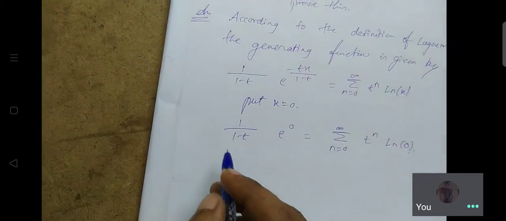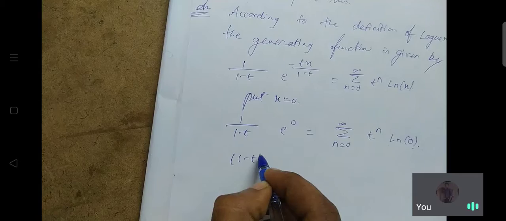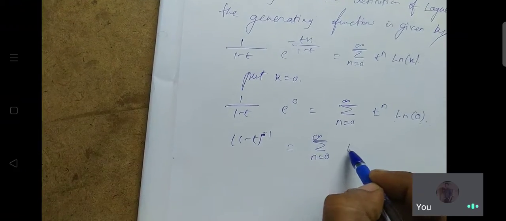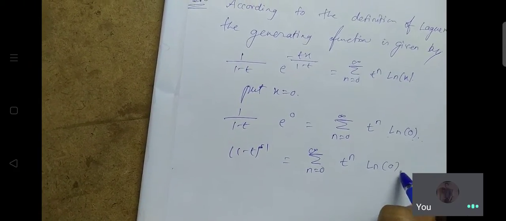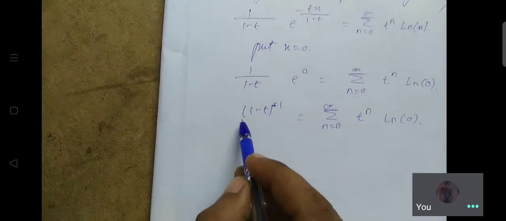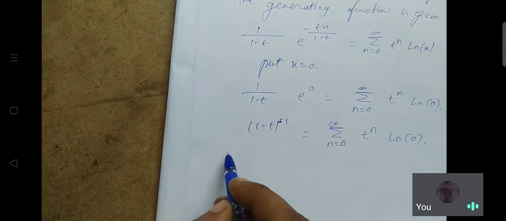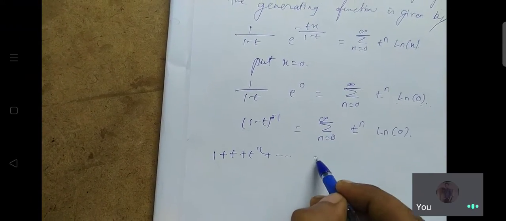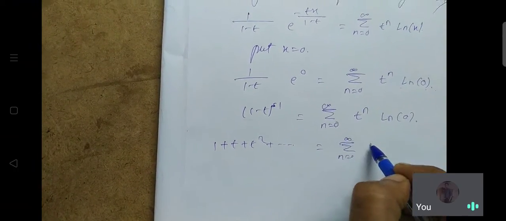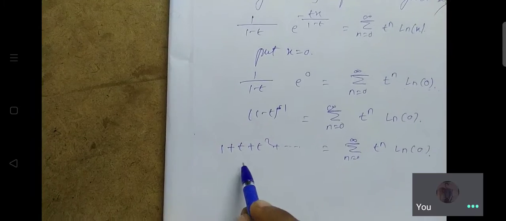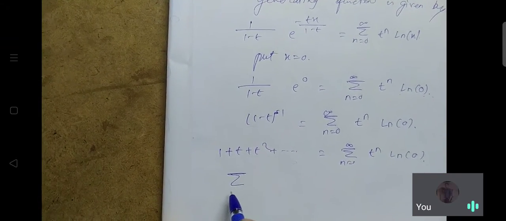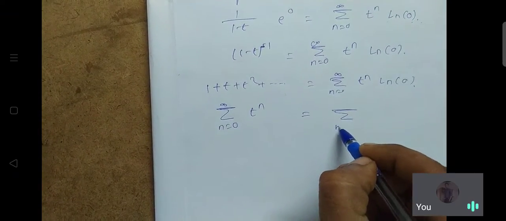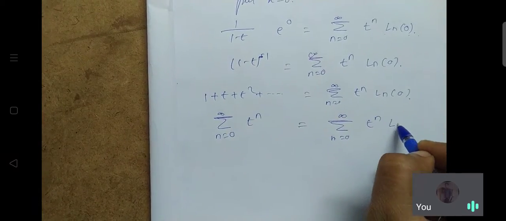We have to find out Ln of 0, which is equal to 1. Okay. So let us take 1 minus t whole power of minus 1, which is equal to summation n is equal to 0 to infinity t power n Ln of 0. So do the binomial expansion. So 1 plus t plus t square and so on, which is equal to summation n is equal to 0 to infinity t power n Ln of 0. You can write this series in the summation form, n is equal to 0 to infinity t power n, which is equal to summation n is equal to 0 to infinity t power n into Ln of 0.